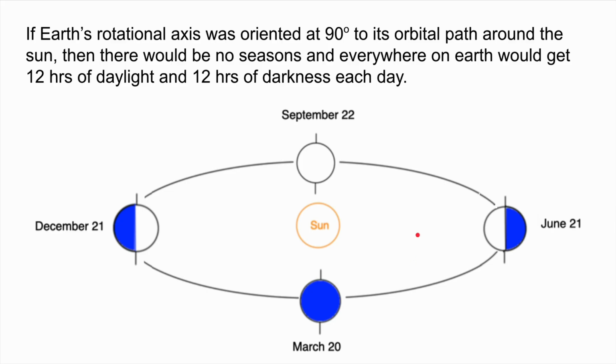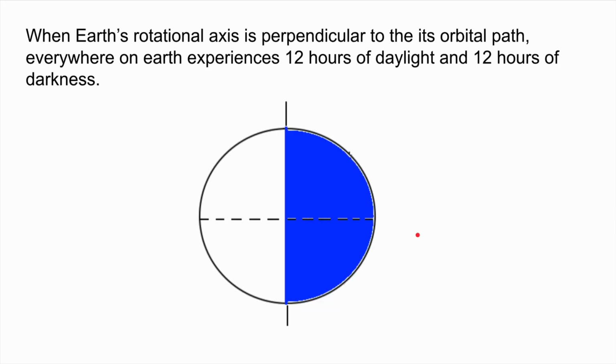Now, let's just zoom in on this a little bit and try to get a sense of this. So if Earth's axis is rotated perpendicular to the orbital path, everywhere on Earth gets 12 hours of daylight and 12 hours of darkness every 24 hours. Because look at this. I'm just going to go across here as I orbit around. So if I'm standing here, I'm going to circle around the Earth. And you'll notice half the time I'm in darkness, half the time I'm in light, no matter where you are.